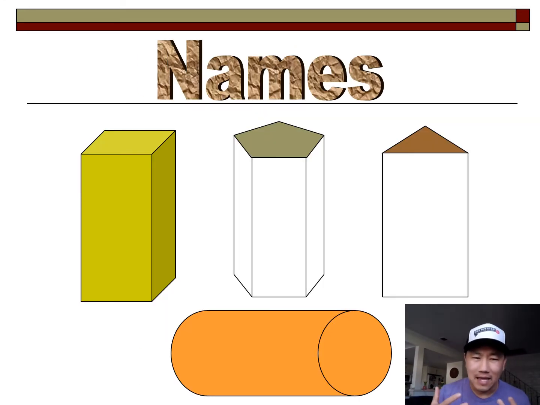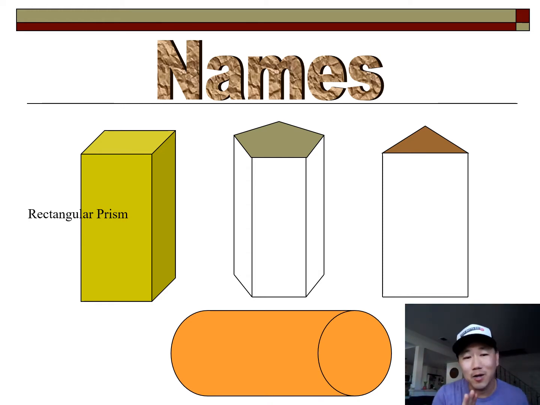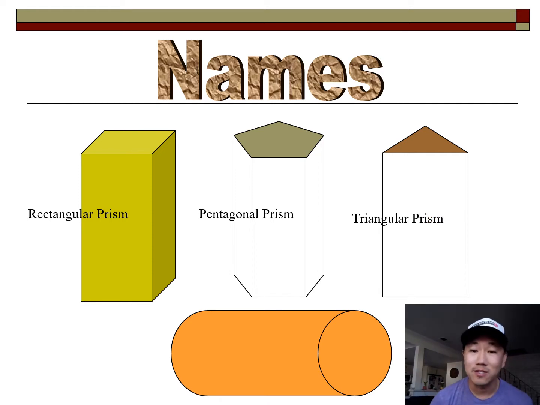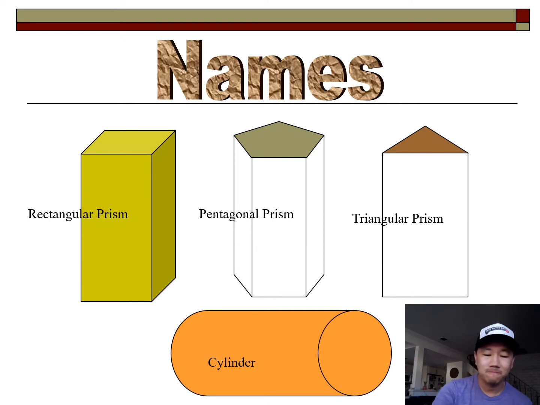Let's learn some names of prisms. This is called a rectangular prism because the shape of the base is a rectangle. I know this one looks like a square, but it is a rectangular prism. This is a pentagonal prism because the base is a pentagon. And then we have a triangular prism because, again, the bases are triangles. Our last one is a cylinder.